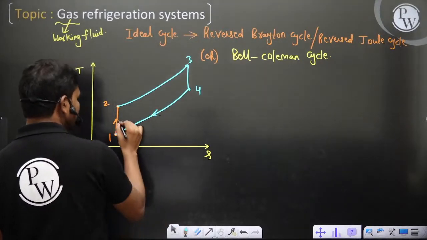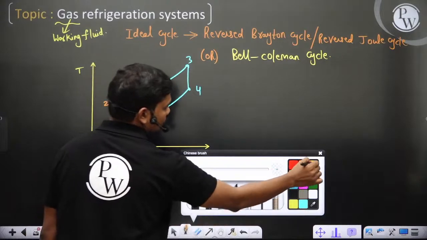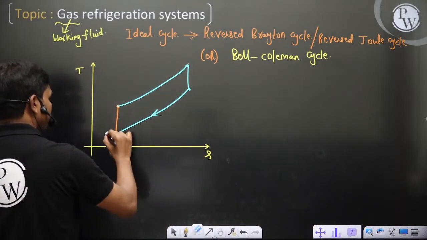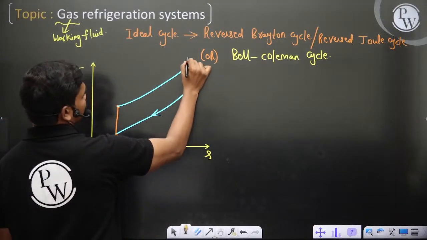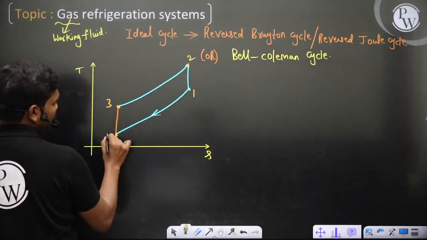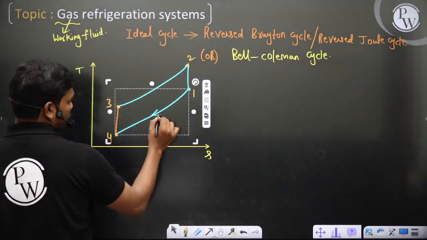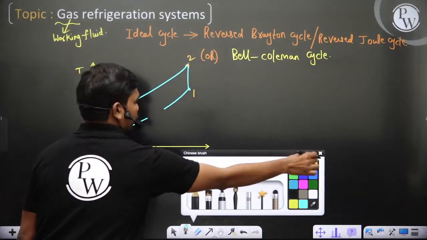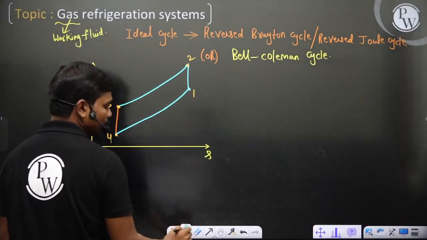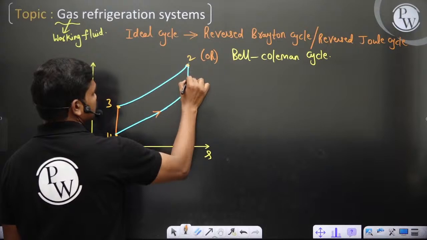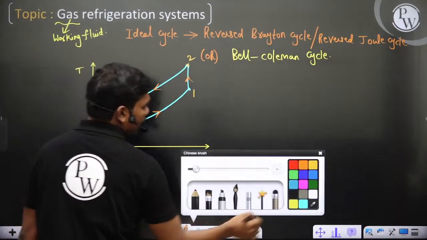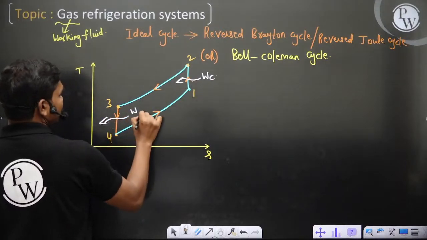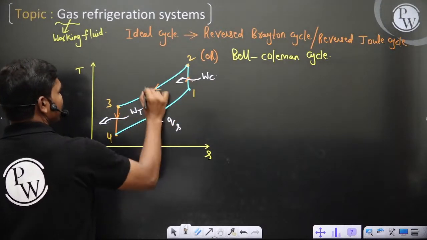Now in this case, the only thing that differs is these numbers. Normally you can put numbers in any way, but the direction of the cycle is reversed. You can see this is 1, 2, 3, 4, and the cycle happens in this way clearly. And again, you have the compressor here, work of compression, work from the turbine, and heat addition here and heat rejection here. That's it.